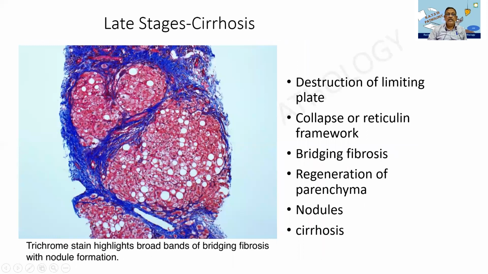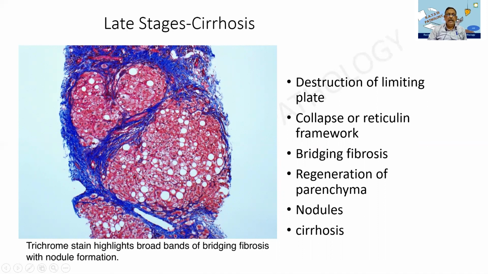Whereas this is a full-blown case of cirrhosis. The limiting membrane is disturbed and you find that there is a bridging fibrosis from the portal triad to another portal triad, or from the portal triad to the central vein. There is a central vein over here. So there is a bridging fibrosis. Broad bands of fibrous tissue can be seen.